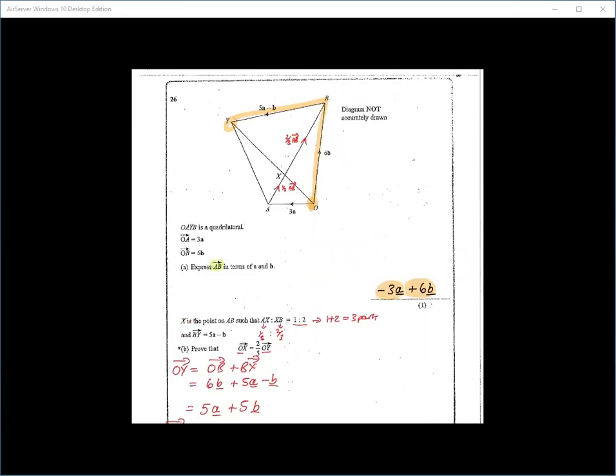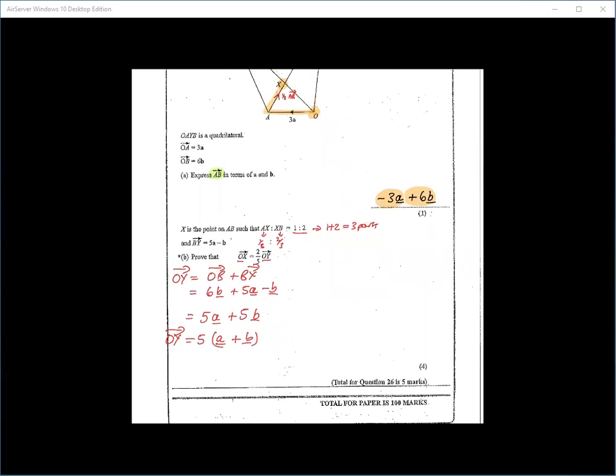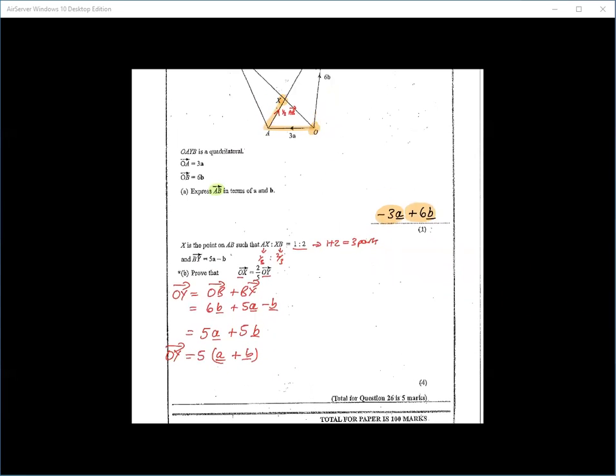Okay, now what do you want to work out next? O to X. Okay, lovely. Let's get rid of the old highlight and do a new one. We're going to go from here to here. Which way shall I go? O to A and A to X. Fantastic, lovely. I like the direction. So we have O to X is equal to O to A plus A to X.